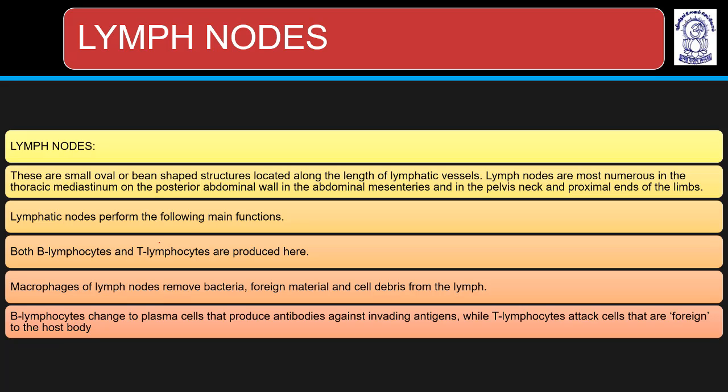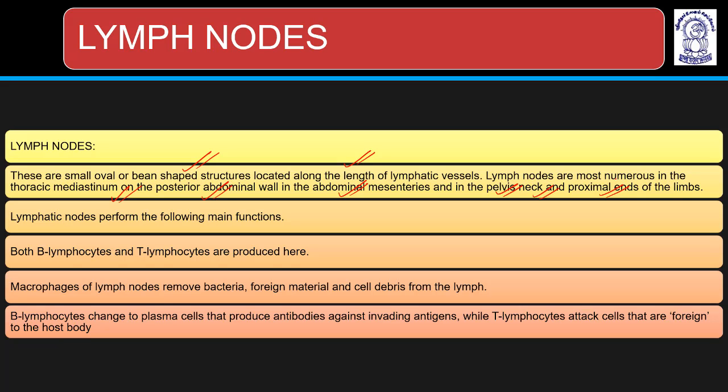Lymph nodes. Lymph nodes are small, oval or bean-shaped structures located along the length of the lymphatic vessels. They are mainly found in the thoracic mediastinum, on the posterior abdominal wall, in the abdominal mesenteries, and in the pelvic region, neck region, and proximal ends of the limbs.